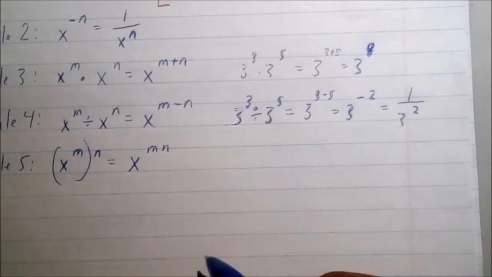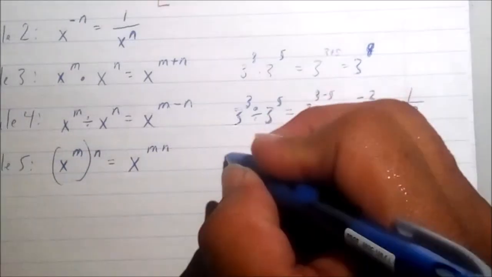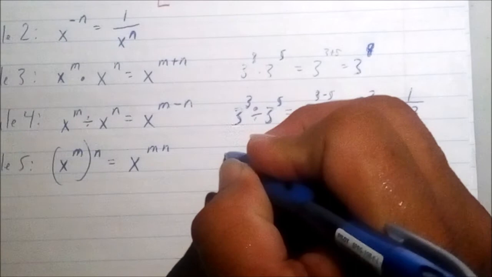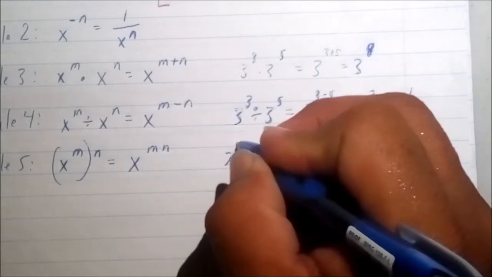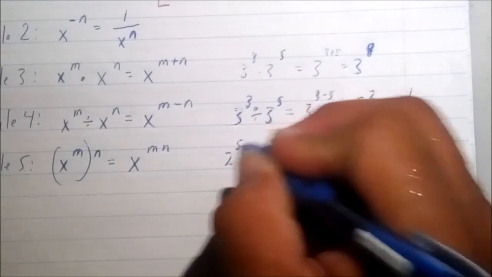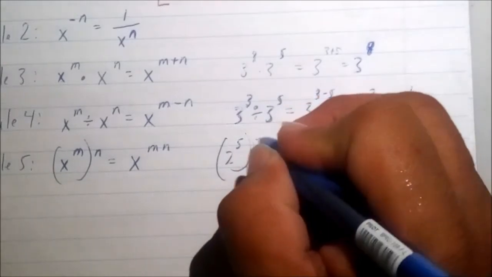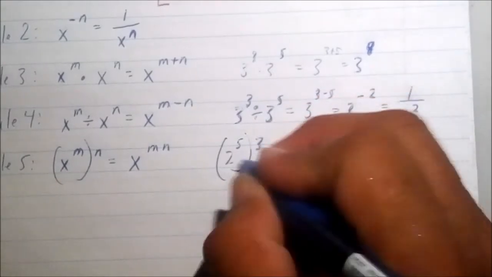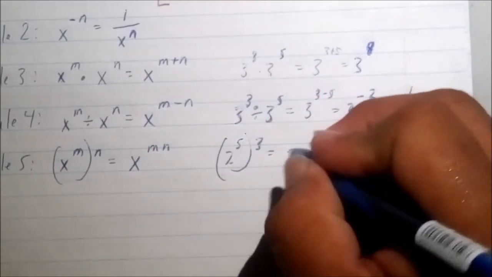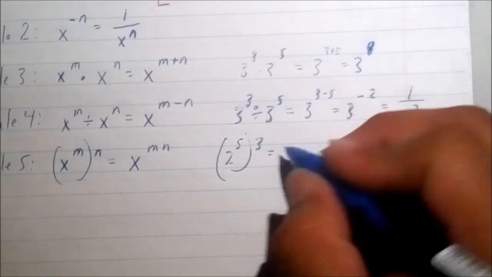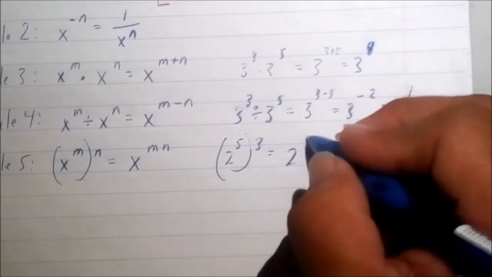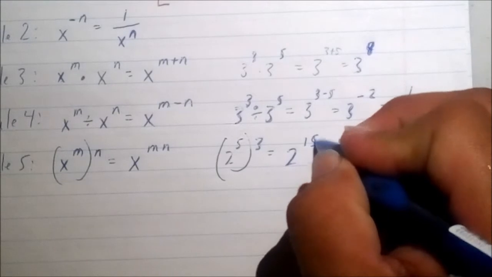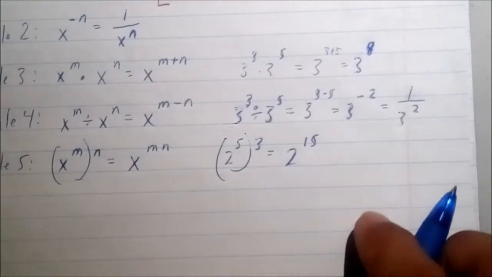Okay, so let's see an example. 2 to the fifth power raised to the third power. This is simply telling us keep the 2, but now multiply 5 times 3, which is then 15. Okay, and that's our solution.